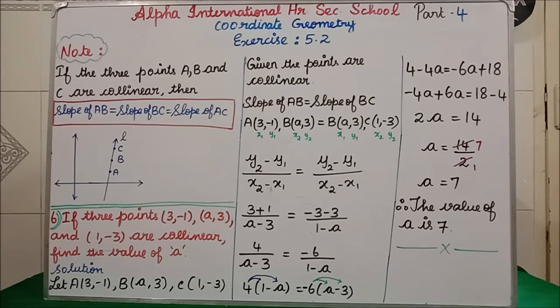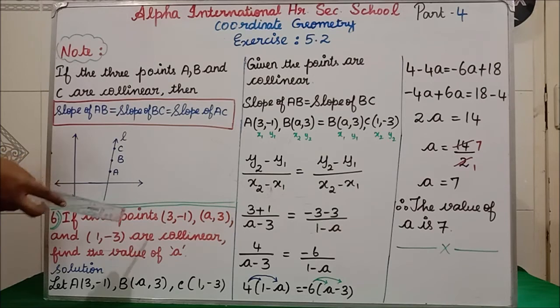Okay, fifth question is your homework. The same model you are going to do. Now in the sixth question we are finding the value of A. In the fifth question you need not find the value of A. You have to check whether it is collinear or not. Which means you have to take any two: slope of AB equal to slope of BC. Check whether on this side and this side, LHS and RHS, you are getting the same answer, then you write the given points are collinear. If not, you write the given points are not collinear. Clear? Now we will start the sixth question.